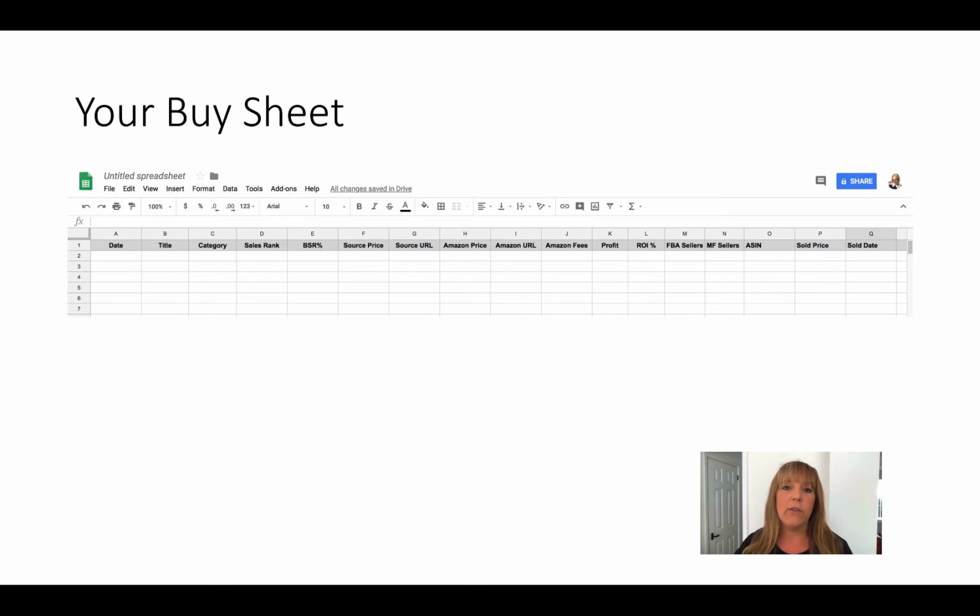Okay, so you need to give yourself a buy sheet. This is a typical buy sheet of what you could do. I've just set this up in Google Drive, on Google Sheets. And this is basically the information that you want to make sure that you keep.